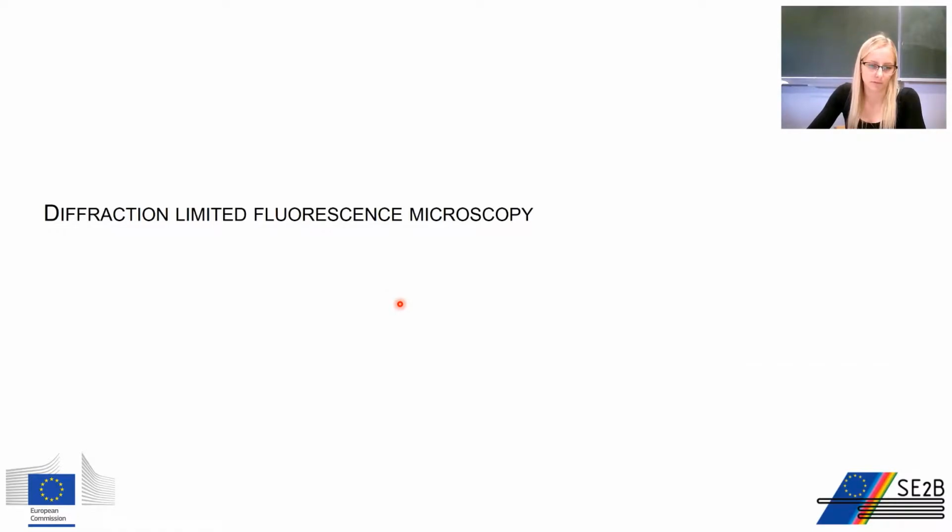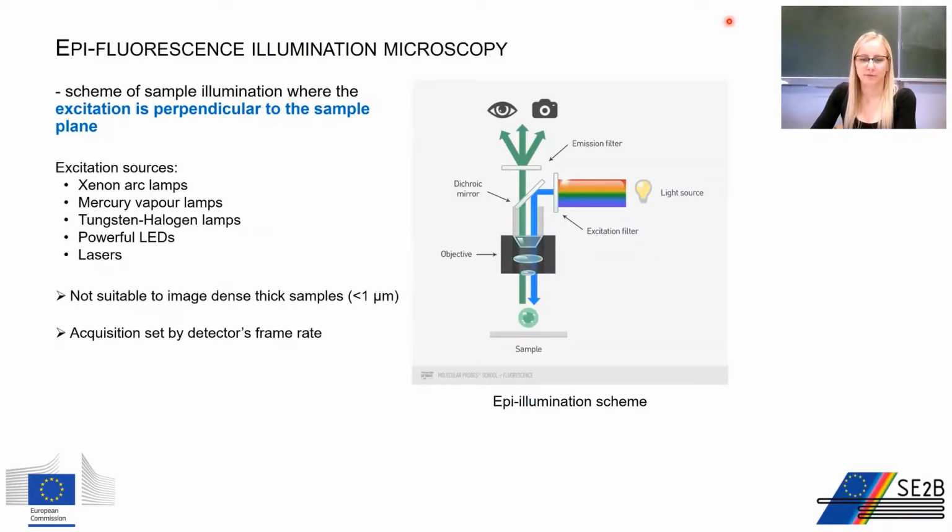And now I will present a few diffraction-limited microscopy techniques. First is epi-illumination microscopy, which refers to any orthogonal scheme of illumination where the excitation source is directed perpendicular to the plane of a sample. Illumination of a sample can be performed using many different light sources. However, strong divergence and incoherence of these sources allow effective imaging of only relatively thin samples.